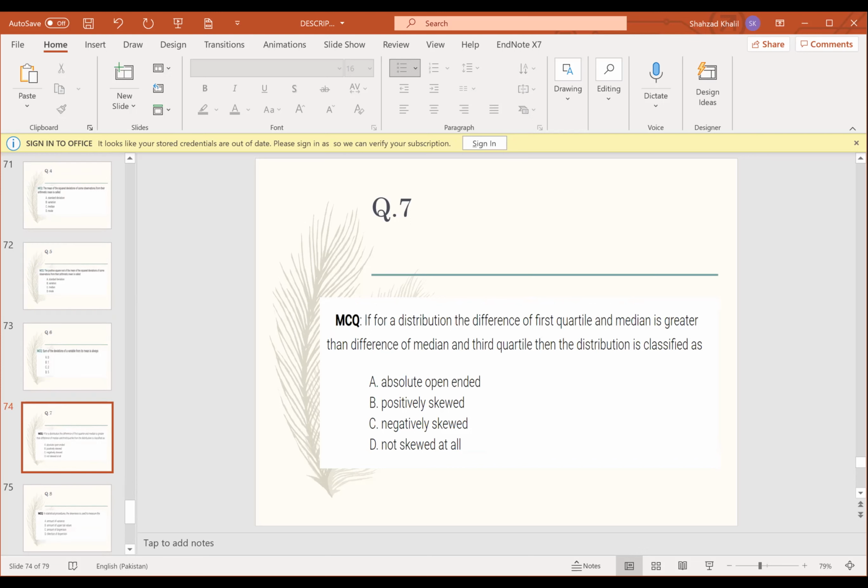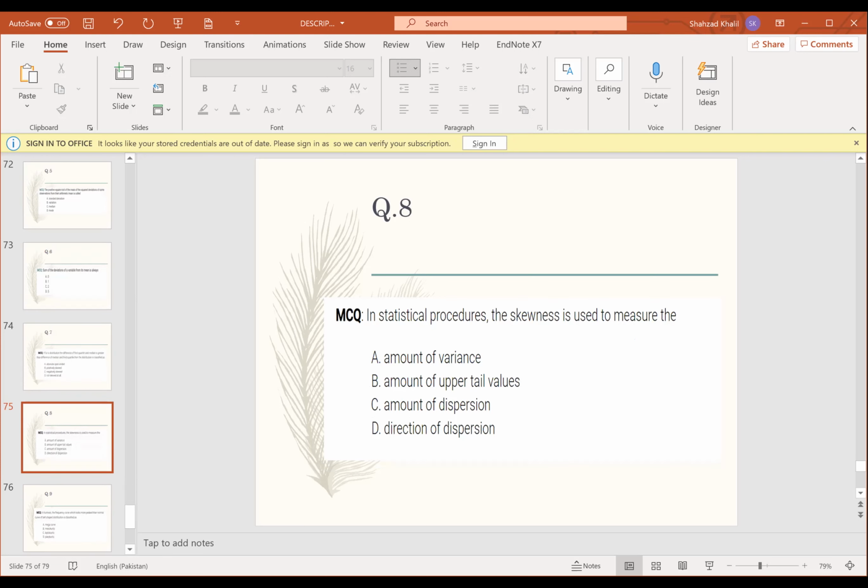Next, if for a distribution the difference of the first quartile and median is greater than the difference of median and third quartile, then the distribution is classified as absolute or negatively skewed? C, negatively skewed? No, read it again. I have said that the difference of the first quartile and median, Q1 and Q2, is larger than the difference of the median and third quartile. It means it is larger, so it is positively skewed. The right answer is positively skewed.